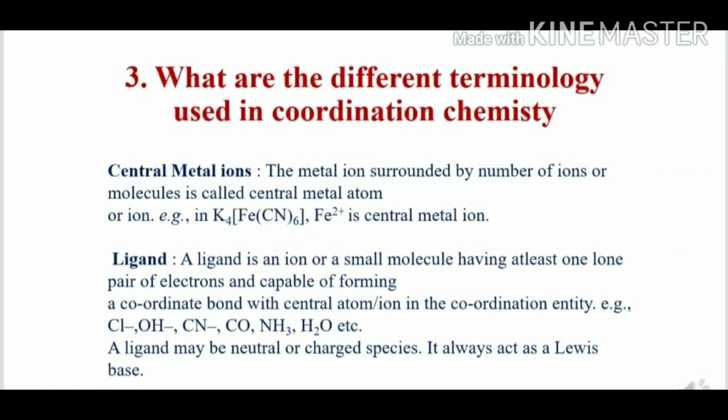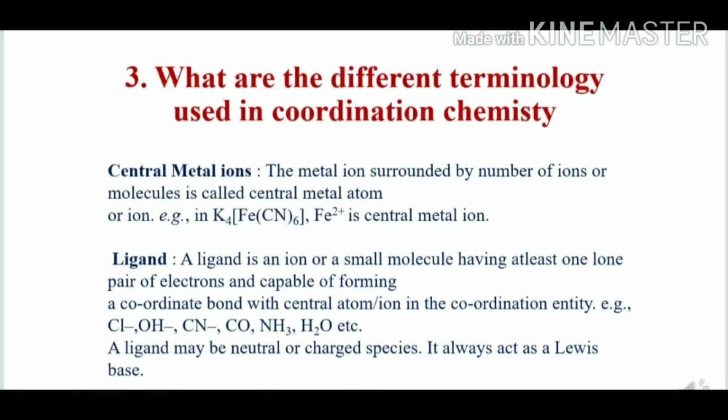Here Fe2+, the ferrous ion, is the central metal ion. The central metal ion is the ion present inside the bracket, which is the complex species. But the potassium is present outside, so it is not a central metal ion because it is not inside. That is why the metal present inside the bracket is known as the central metal ion.